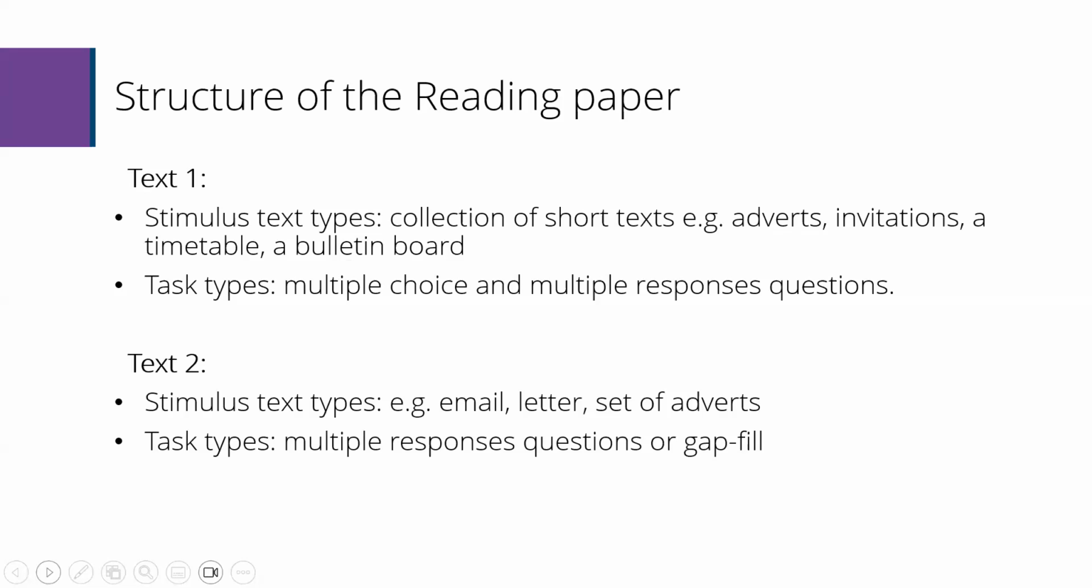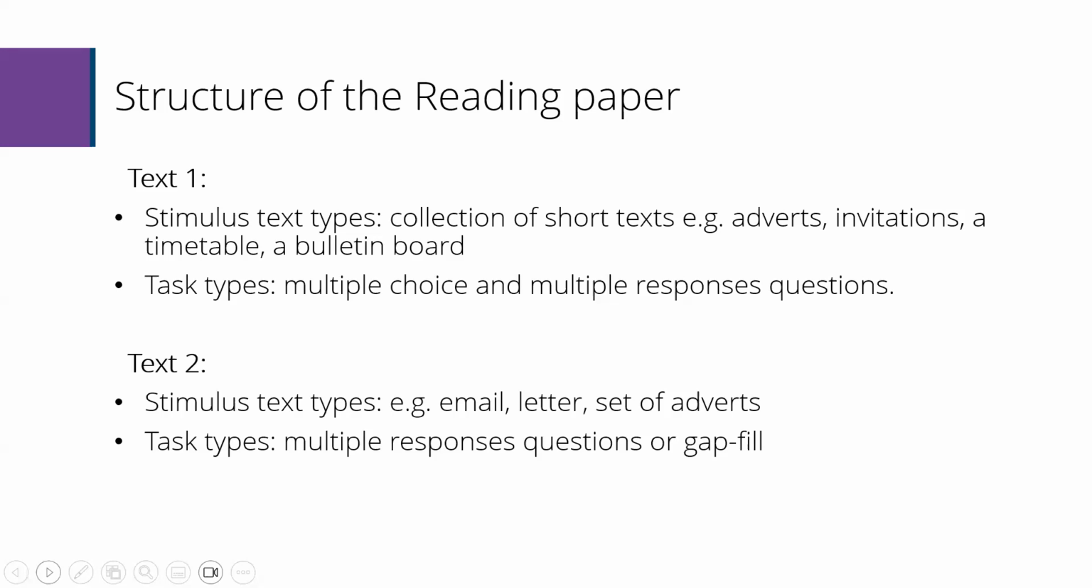So text 1, well, there are particular kinds of stimulus text types. It might be a collection of short texts, adverts, invitations, a timetable, a bulletin board, that kind of thing. Short texts, each on an individual subject, with a contained message within it. And for text one, we're going to have multiple choice and multiple response questions.